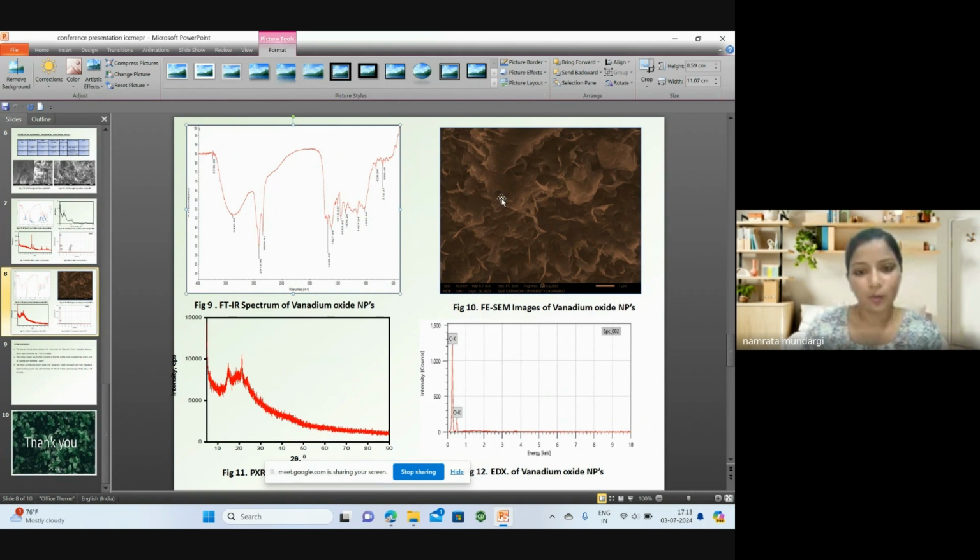And this is the FE-SEM image of the vanadium oxide nanoparticles. This is the powder XRD of the vanadium oxide nanoparticles. We have got different values for this. And for powder EDX, we have confirmed that carbon and oxygen are present for the vanadium oxide nanoparticles.